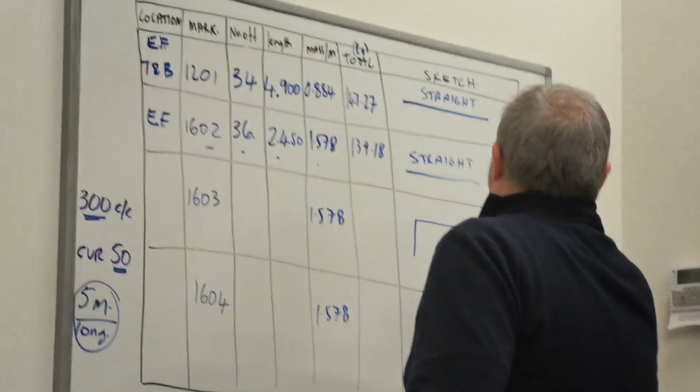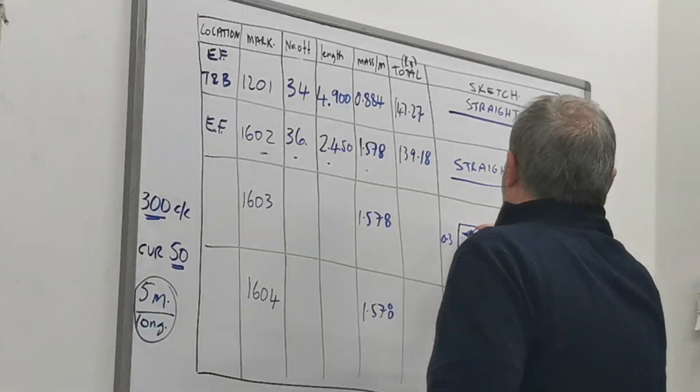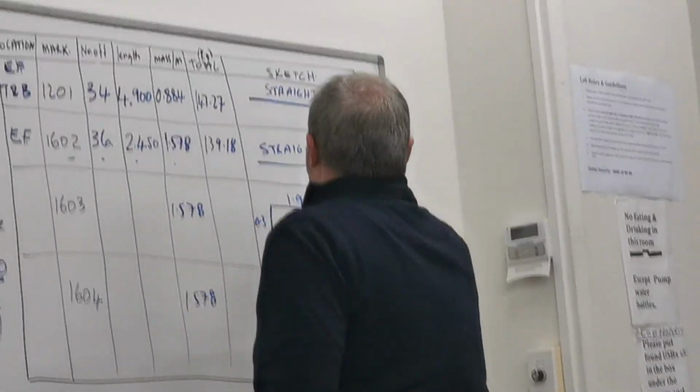And this is how we do it for the Steely. 0.3, 0.3, 1.900.